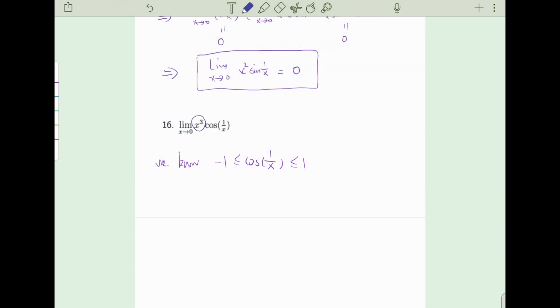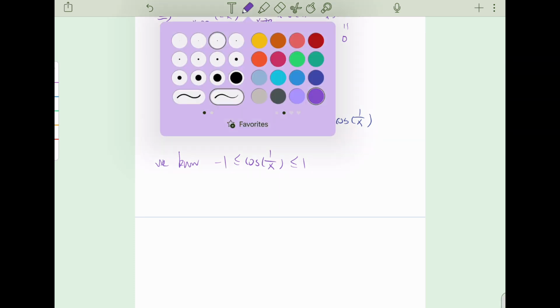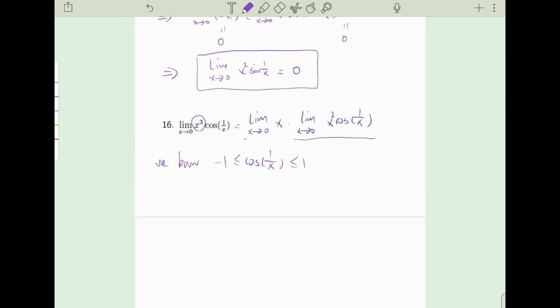Which is not always greater than 0. So it will change the direction of the inequality when x is less than 0. So we can't just simply multiply this. However, we can turn this into limit as x goes to 0 of x times limit as x goes to 0 of x squared times cos 1 over x, by using the product rule. And we now focus on finding the limit of this one and the limit of this one.